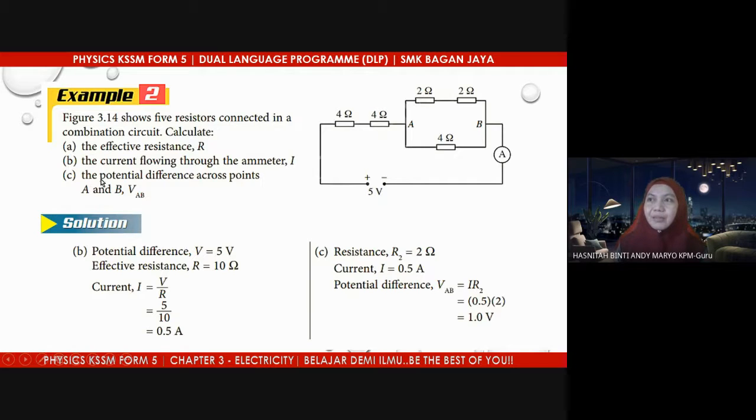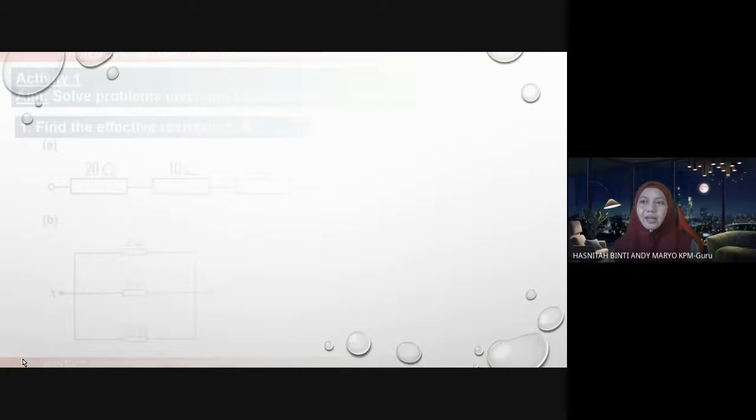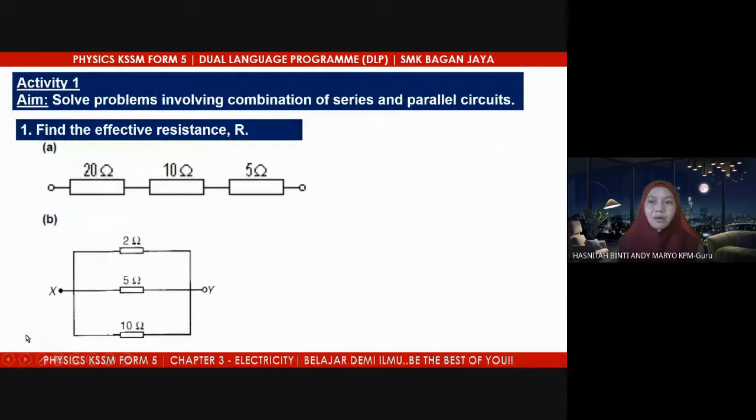And to find potential difference across point A and B. Where is point A and B? This one. So to find the potential difference, it is shown in C. Potential difference is the current flow in this junction multiplied with the resistance in this junction, which is 2. So it will give you 1 volt. 1 volt flows at this junction. So this is an example in the textbook, you can look at it again later. Now I want you to try this, the exercises in the module.